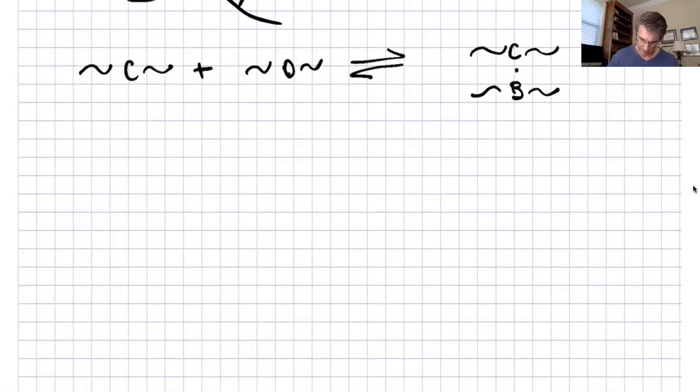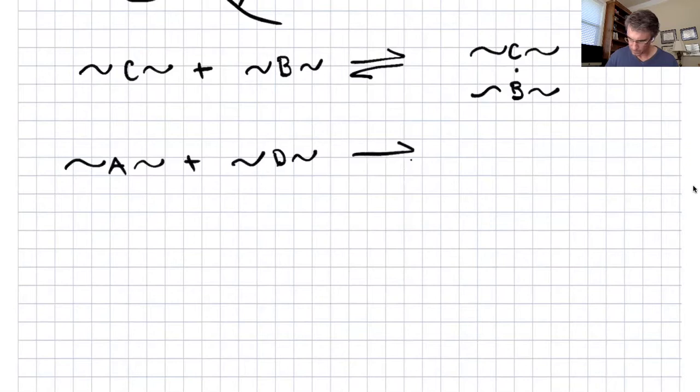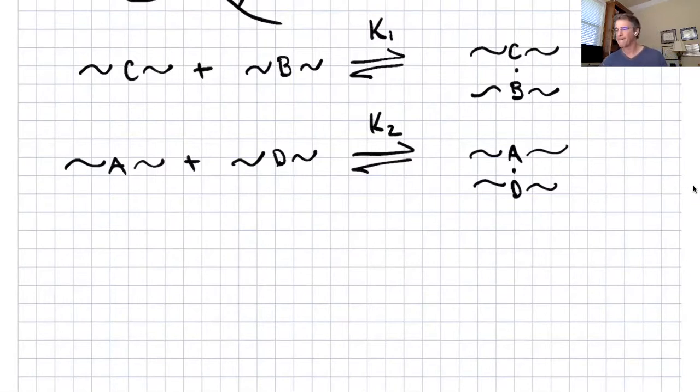And we can say the same thing about A and D. Let's say A, oh, I screwed that up. That was supposed to be a B. At least I found that one. A and D, right? So A and D form their same hydrogen bond again, but these are the isolated amino acids. Well, we could write down equilibria for these guys too. Let's call these K1 and K2.